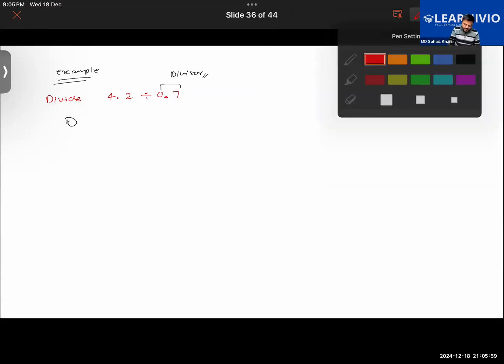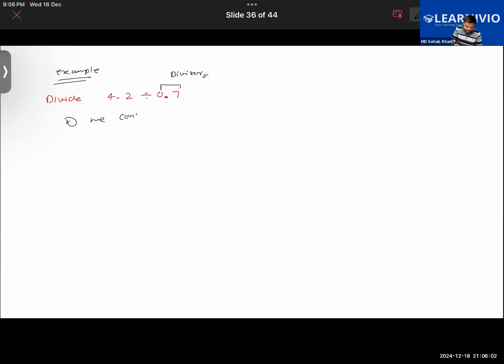So the first step is that we convert the given divisor into a whole number, and how we are going to do that is we multiply it by 10, and we'll be multiplying the dividend also by 10. Getting it now? We have to make the divisor a whole number. We can multiply them by 100 also, or by 1000 also. It will depend upon the number of decimal places in the divisor.